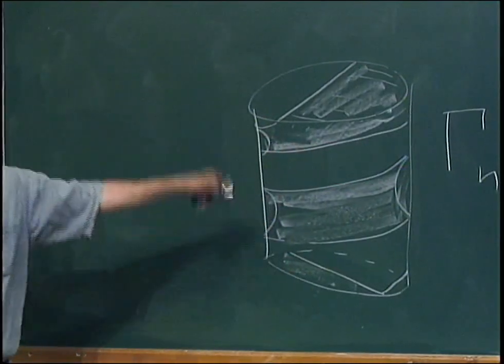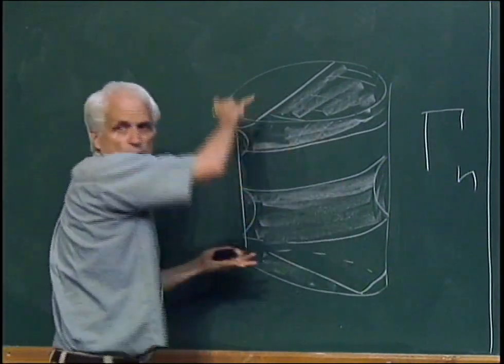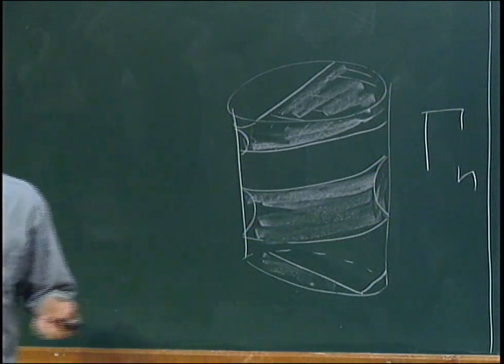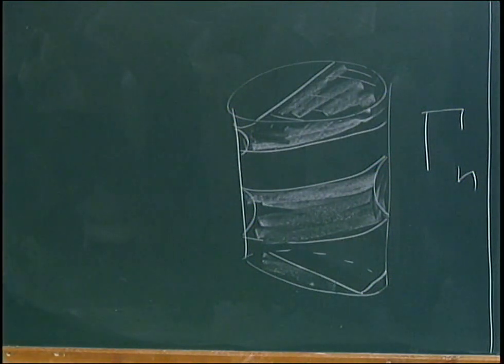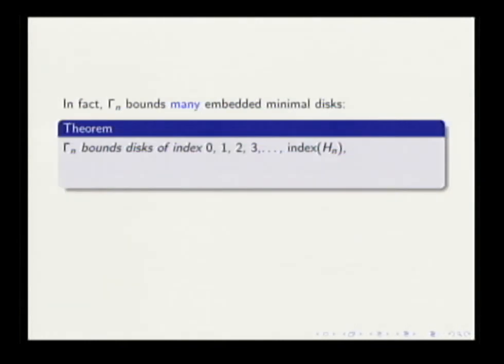Okay, so the area minimizing disk actually looks very much like one of these two components that lies in the boundary. Okay, so now we've seen that gamma n, when n is large, bounds at least three disks, the Hn and two area minimizing disks. But in fact, it turns out it bounds many more than that. It bounds many embedded minimal disks.